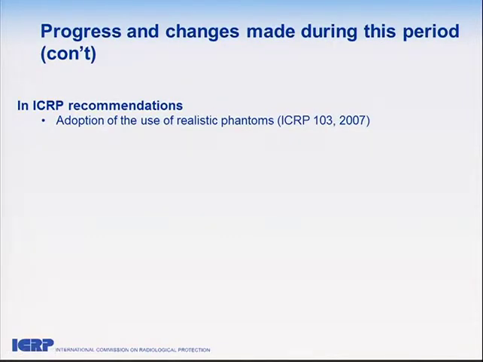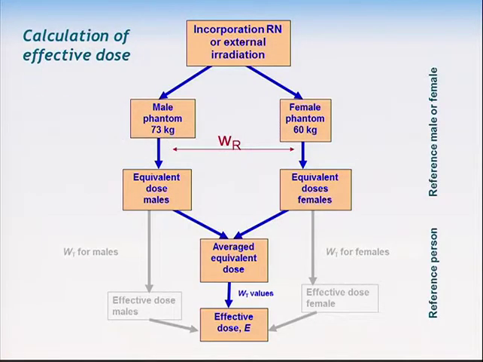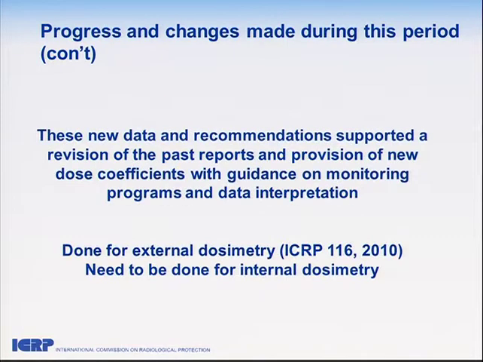We also had new ICRP recommendations with the adoption of realistic phantoms, changes in weighting factors, and changes in the calculation of equivalent dose. You remember that, because we have a female phantom and a male phantom, we now propose to average the equivalent dose before going to the effective dose, and we have also been asked to provide those coefficients for radon. Because of all this improvement, it was time for us to review the past reports and to provide new dose coefficients, with also guidance on monitoring programs and data interpretation.